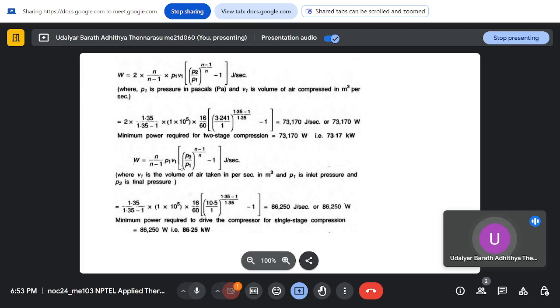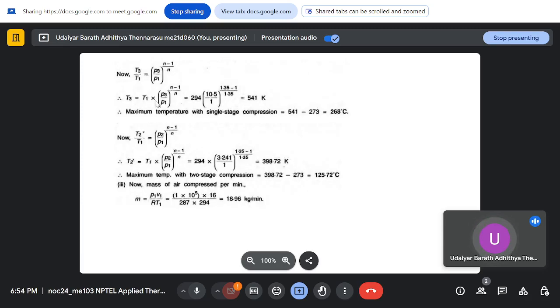If you do it in a single stage, the pressure and volume all remain the same, but your pressure ratio is 10.5 instead of 3.241. So in this case the power is 86.25 kilowatt.